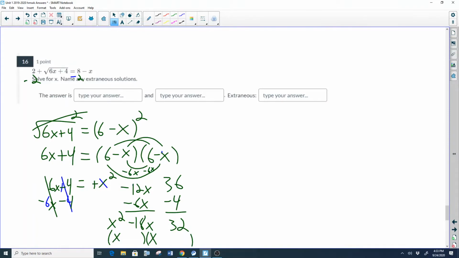What are factors of 32? 8 and 4, 8 and 4. But 8 times 4 does not equal 18. What about 16 times 2? That's 32. Good job. So both are going to have to be negative.